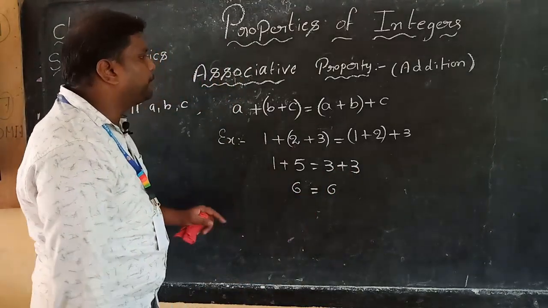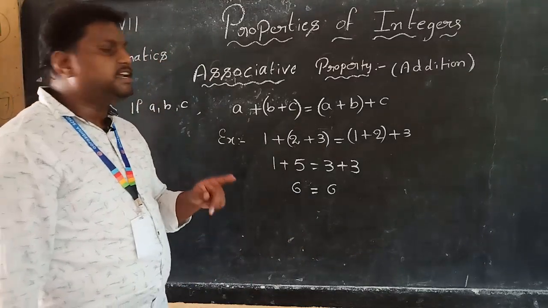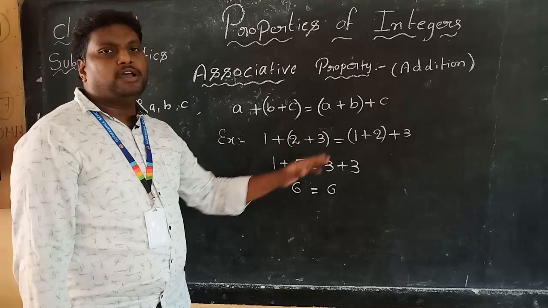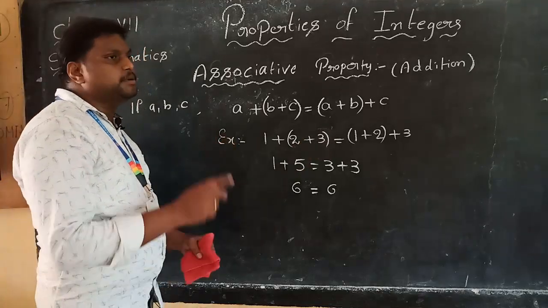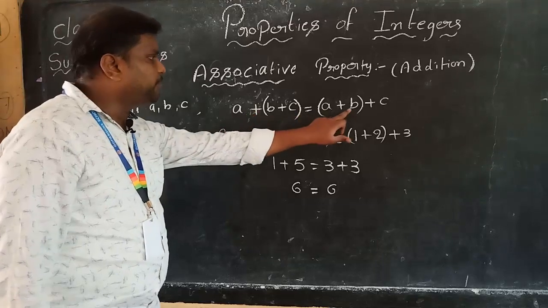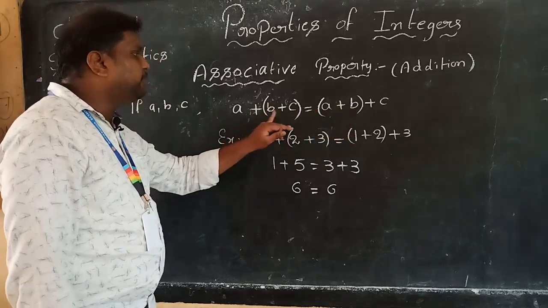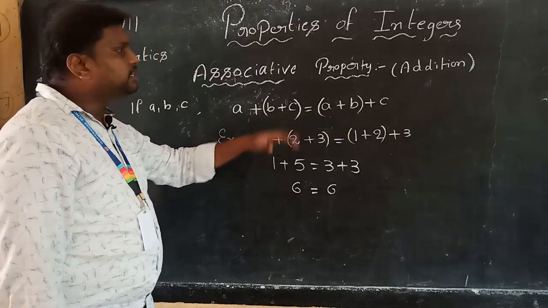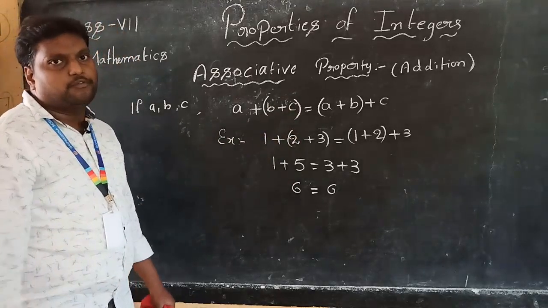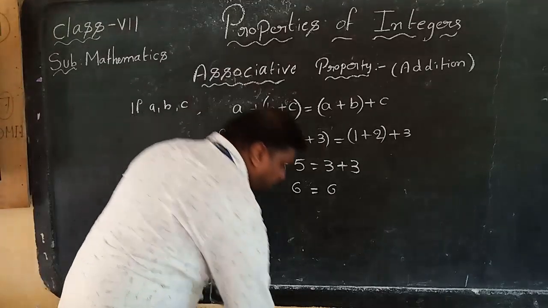According to the associative property, for any three integers we can write a plus b plus c is equal to a plus b plus c. Why? Because we have to think of the sum of any three numbers: adding the first number and second number is one way, and the second number and third number is another way. That's why in integers the associative property under addition is applicable. Next we have to check subtraction.